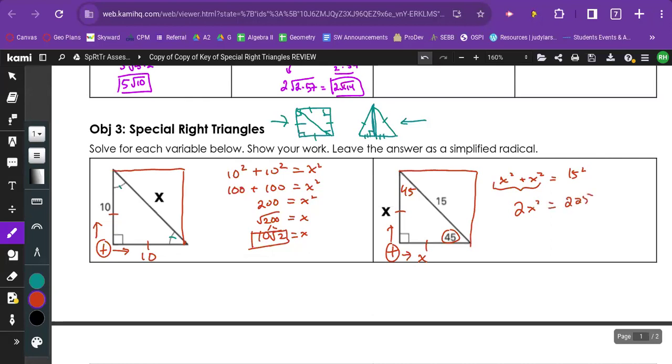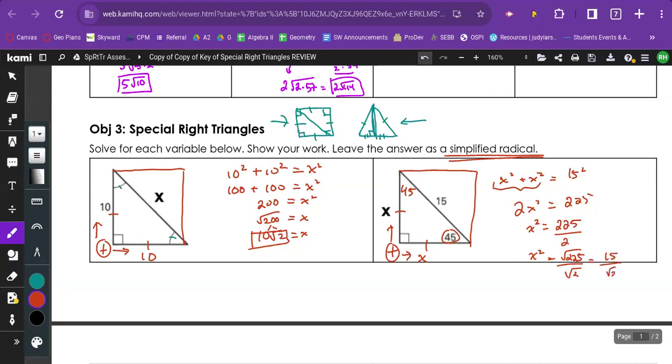It gets a little messy here though if you're using this method, just as a heads up, but you're going to end up with 225 over 2. I would not write it as a decimal because we do want our answers as simplified radicals. So I mentioned that up here. So x squared is equal to 225 over 2, so x is the square root of 225 divided by the square root of 2. The square root of 225 is pretty nice because that's just 15.